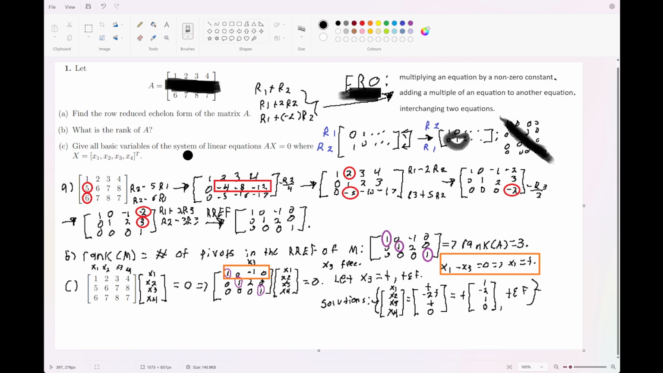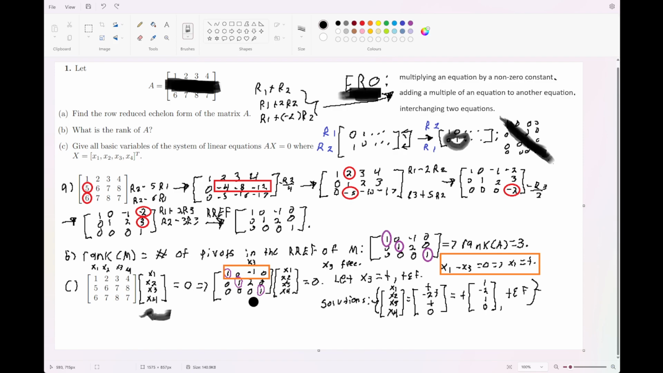Give all basic variables of the system of linear equations AX equals 0, where X is equal to (X1, X2, X3, X4) transpose, so the transpose is going to look like this. We're talking about AX equals 0, so we're going to take our X and put it next to it like this. Basically what this is asking is to define our X1, X2, X3, X4 to be elements of the columns corresponding like this. So when we take AX equals 0, we're going to find our solutions of X1, X2, X3, X4 with respect to their pivot or their column.